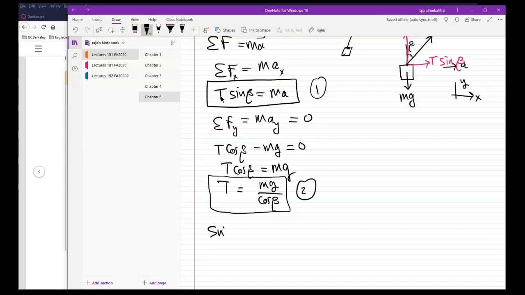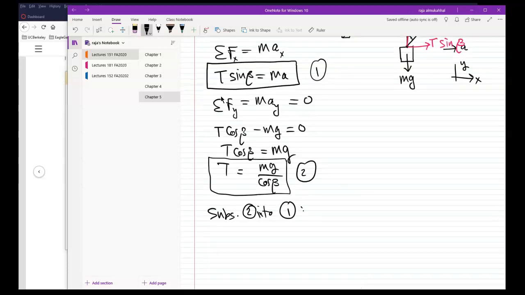So I go subs 2 into 1. Is that all right? Let's do that. So when I do that, I'm going to write 1. So I'm going to replace T for that. So that's going to be mg over cosine beta times sine beta, you follow me, equals ma.